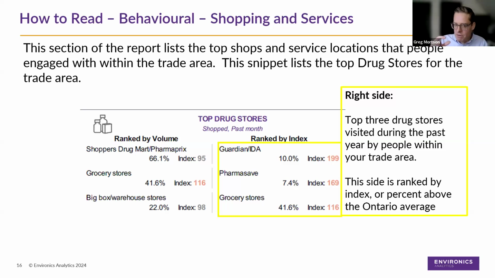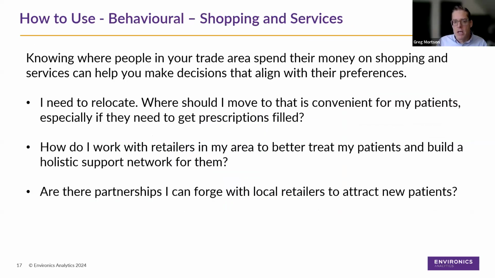So a different way of ranking them. It's not ranked on the percentage of people that went there, but ranked on how different they are to the provincial average. So two ways of looking at drugstores within that trade area. When you start looking at this type of data, you can see, if you need to relocate or look at other sites, where people are getting prescriptions filled, to say, okay, how do I make it convenient for people within my trade area?